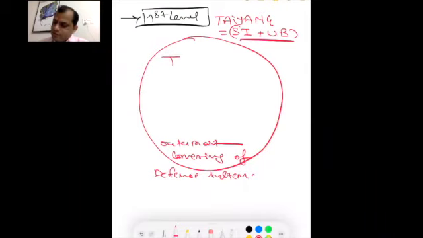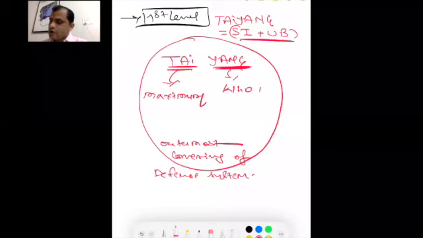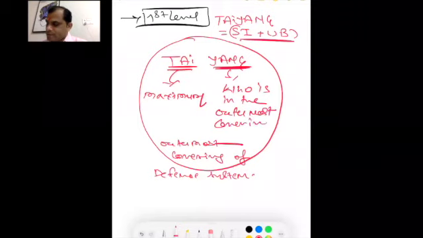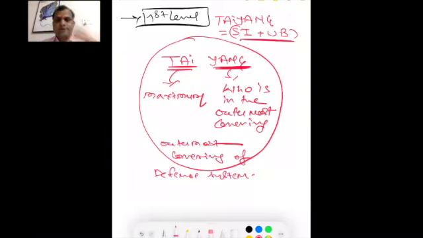Here, if we see Tai Yang, the meaning of Tai is maximum. And the meaning of Yang is that which protects the body, which is in the outermost covering. Because the nature of yin is to live inside, in the hidden side. This is the nature of yin.